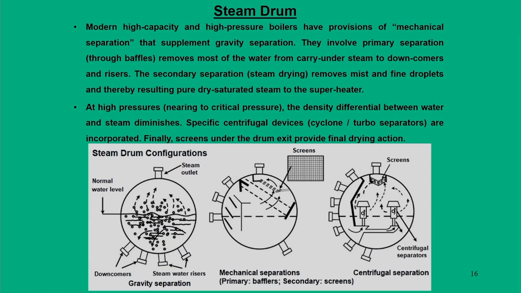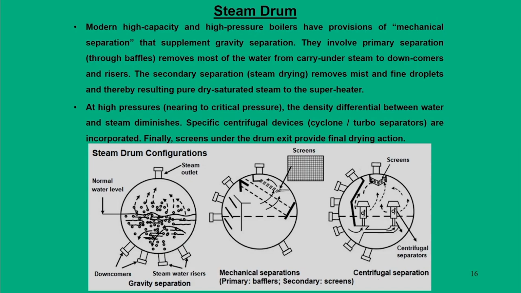Now, when you go for relatively higher pressures, the formation of water bubbles limits the steam production rate at the outlet. Water bubbles can also choke the steam outlet. For that reason, the water bubbles have to be separated, so mechanical arrangements like baffles and screens are made to separate them out, and that is used at relatively higher pressures.